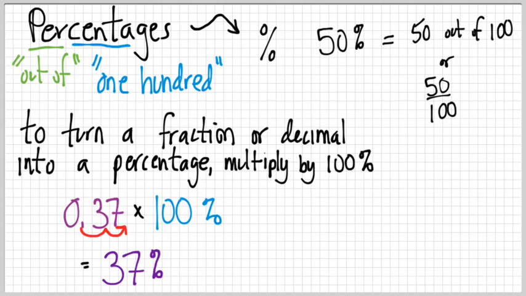So pretty easy. To go the other way, you just get rid of the percent and move the decimal back. Pretty simple.